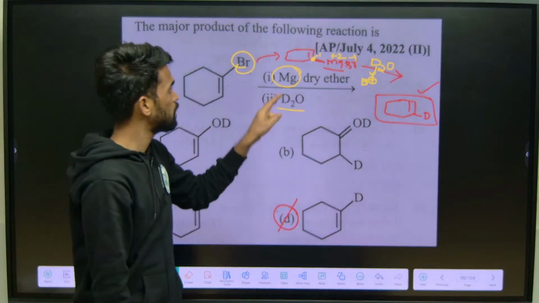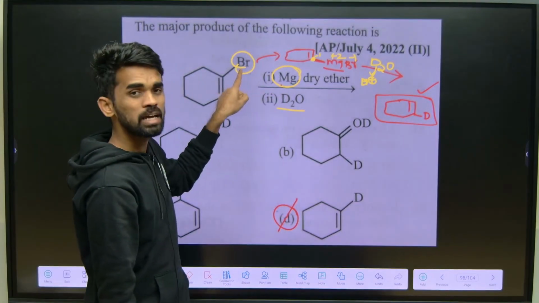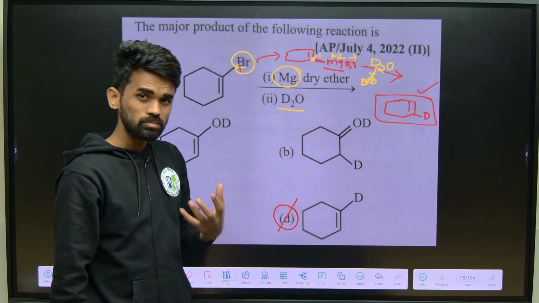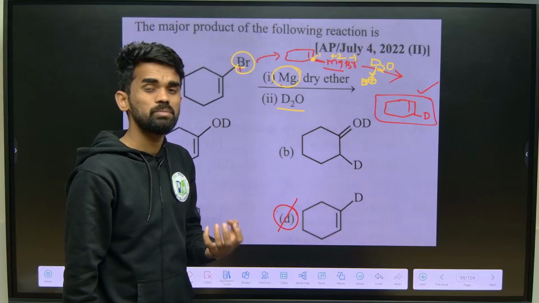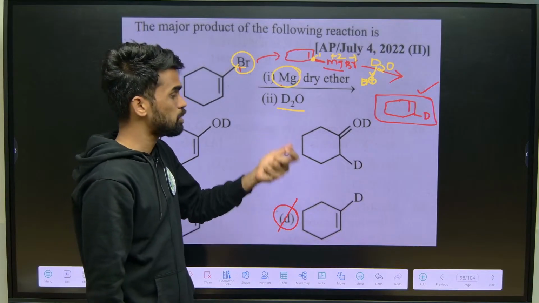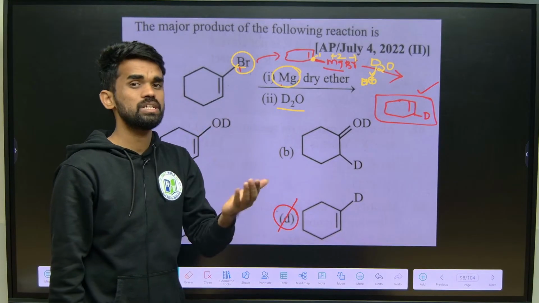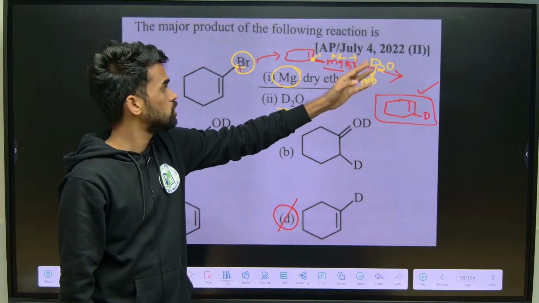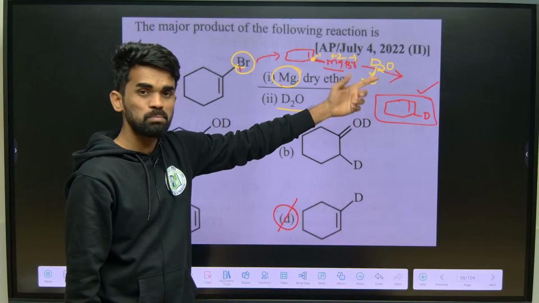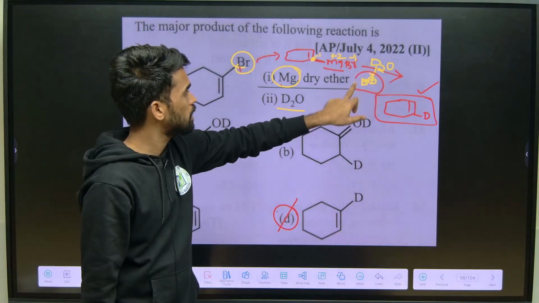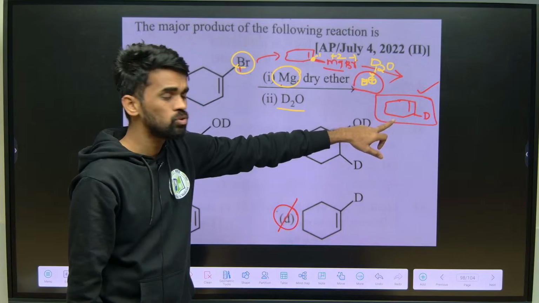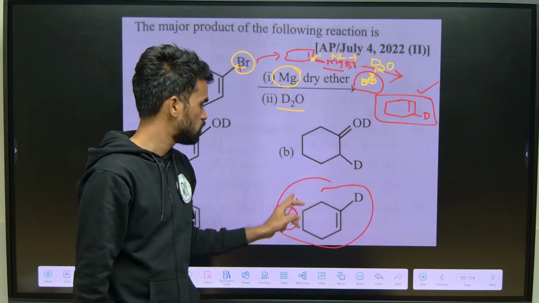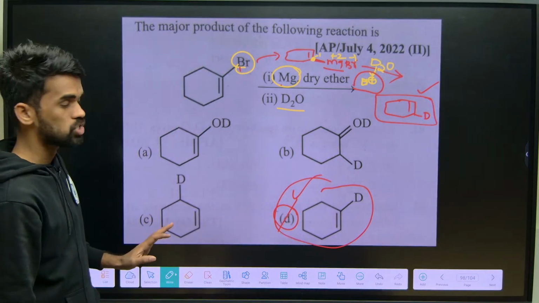Okay, so simple: magnesium treated with alkyl halides gives alkyl magnesium bromides. Those are nothing but Grignard reagents. Grignard reagents upon adding water give the respective alkane. So instead of water, here we have D2O. D2O produces a D plus ion, so this D plus ion will be added here, giving the respective deuteroalkane like this. Okay, the deuteroalkane is here, so that will be your answer for this reaction question.